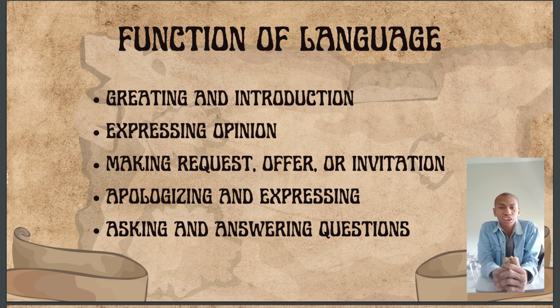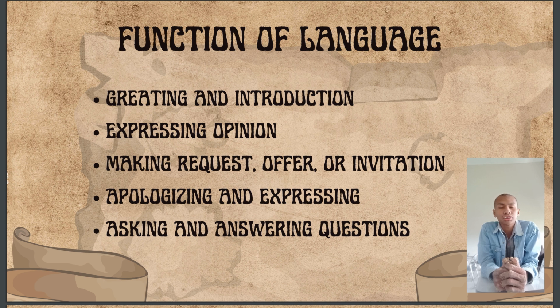But if we go further into the theory of experts, we find two theories of experts. First is Jakobson's theory, and then Michael Halliday's theory. In Jakobson's theory, there are five functions of language. First is referential function. Number 2 is emotive function. Number 3 is conative function. Number 4 is phatic function. And number 5, the last, is metalingual function.